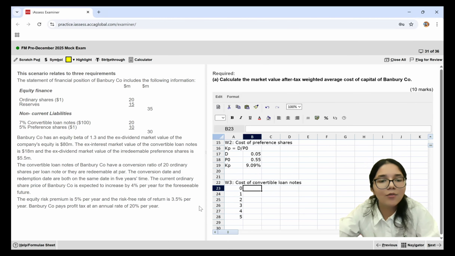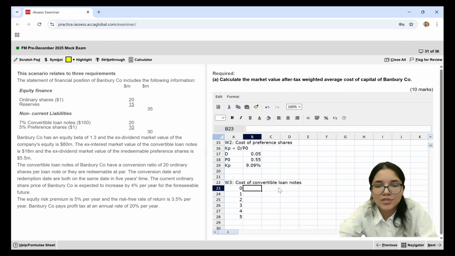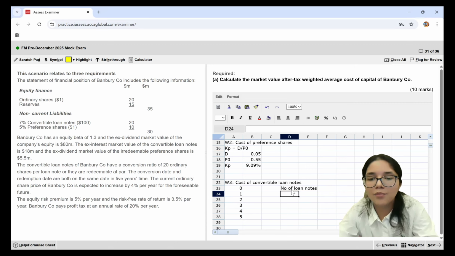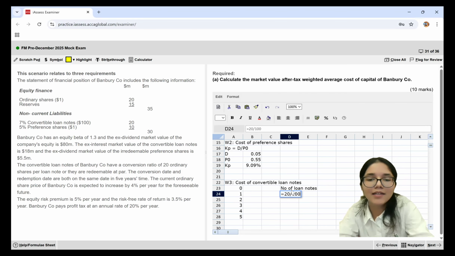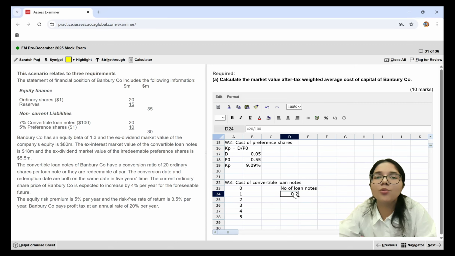Right now, let's see how much is the market value. They're telling me that the convertible loan notes are worth 18 million in total, and I have 20 million divided by 100. That will give me the number of loan notes. So first I find out the number of loan notes. I can simply take the total worth, which is 20 million, divided by 100, which is the worth of one loan note. So that means I have 0.2 million loan notes in issue.